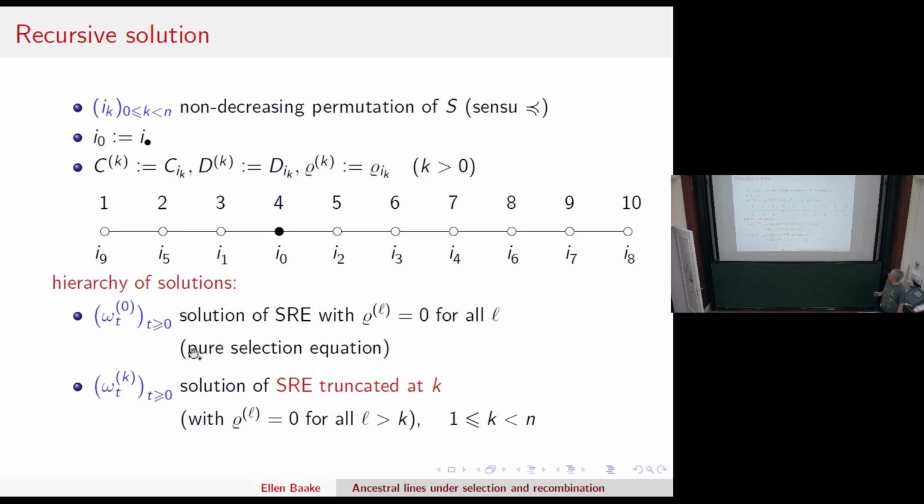So omega t0 is the solution of the equation with all recombination rates set to 0. So that's the pure selection equation, no recombination. And then omega k is the solution truncated at k. And with that we mean that we set all recombination rates beyond k to 0. So getting back to these iteration indices, it means we start here without any recombination and then we allow recombination first here, then we add recombination here, then here, then here, then here, and so forth.